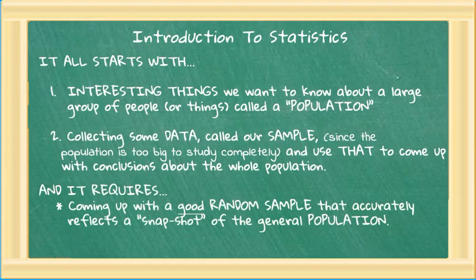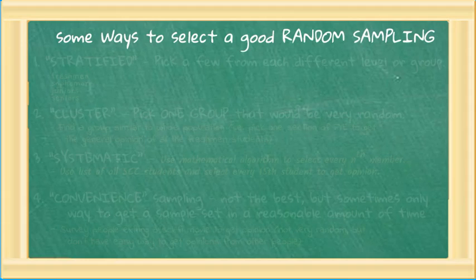Okay? Now, what does it require? Well, the thing is we have to come up with good random samples that are going to accurately reflect a sort of snapshot of the general population. Otherwise, it's not going to tell us much. Okay? So, here's how we do it.